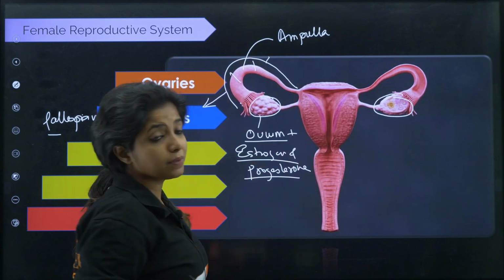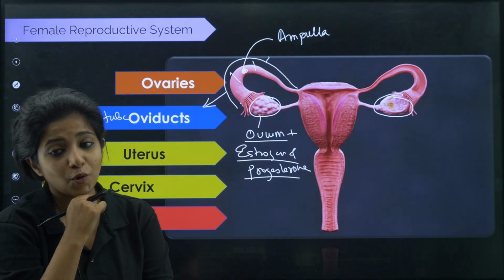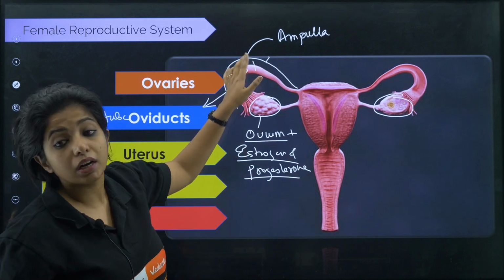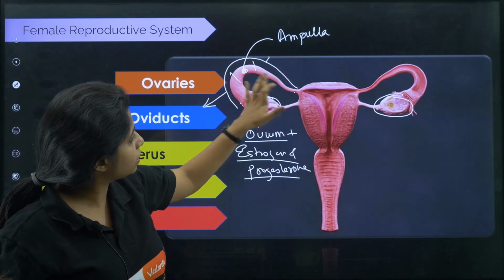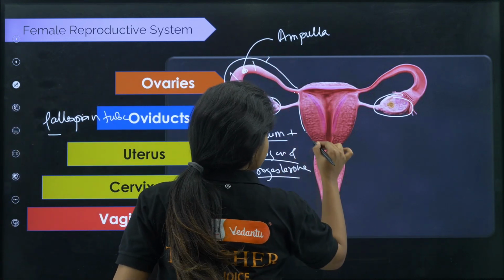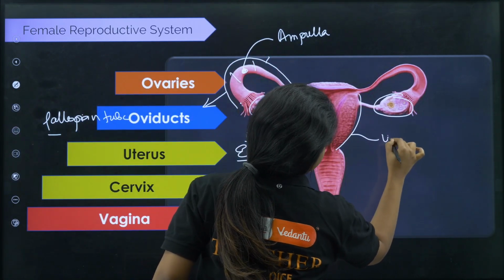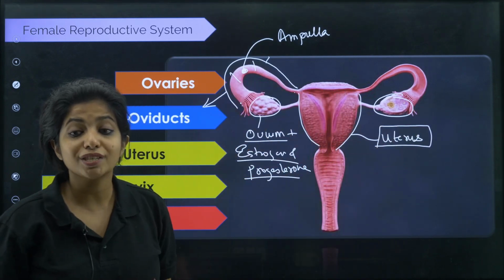How can fertilization happen there, ma'am? Basically, the ovum comes and sits over here and waits for the sperm, and the sperm comes over here and fuses with it in the ampullary region, and then you have the isthmus. So from here to here, what do you call this? Oviduct or fallopian tube. Now from here to here, what do you call this structure? This is the major part where the baby is going to be nourished and formed. It is known as the uterus.